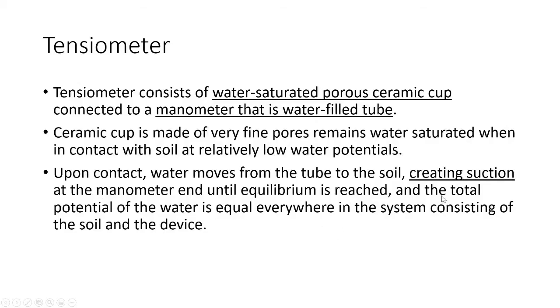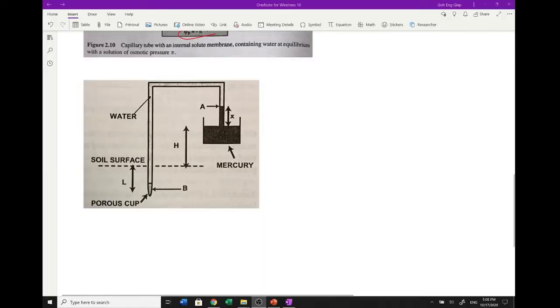So the total potential of the water is equal everywhere in the system, consisting of the soil and the device. Okay, let's look at this tensiometer. So we are trying to derive an equation for this tensiometer. We have to pick a reference point. We have both point A and point B, and then we pick here the soil surface as zero pressure.